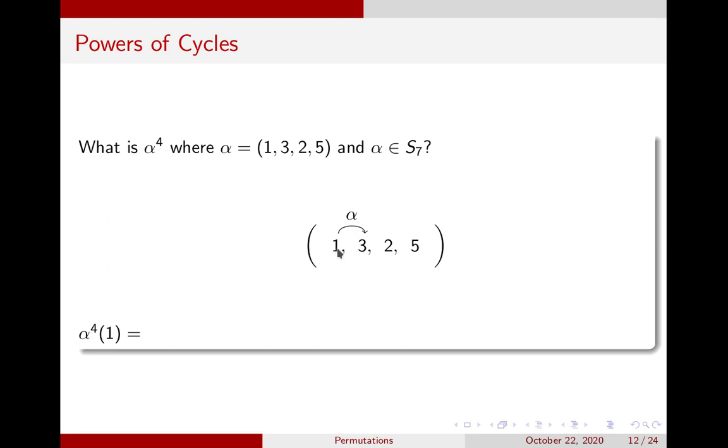Applying alpha to the number 1 gives you 3. Applying alpha to 3 gives you 2. Applying alpha to 2 gives you 5. That's 3 applications of alpha. And the final application, applying alpha to 5, gives you 1. The net effect is that alpha to the 4th sends 1 to itself. Alpha to the 4th of 1 is 1.